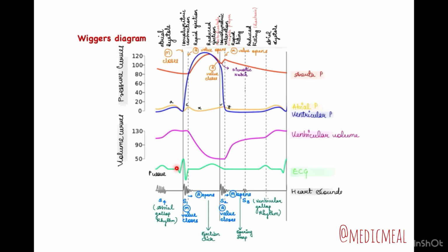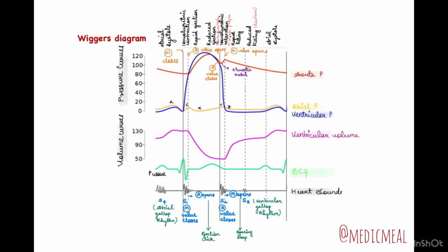QRS complex marks the start of ventricular depolarization, and ventricular systole occurs when we reach the peak of R wave. The mitral valve closes after atrial systole, producing the first heart sound, S1. Isovolumetric contraction occurs next, where the ventricular pressure rises, volume is constant, aortic pressure is also more or less constant. The atrial pressure also rises slightly due to bulging of mitral valve into the atrium, producing C wave on JVP.